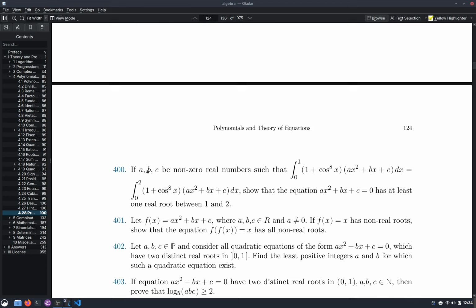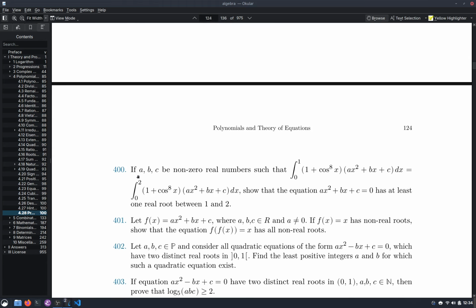Now we come to question 400. This will require calculus, so if you have not studied calculus, you can skip it. Most probably if you are reading algebra for the first time, you will not be able to understand this question. So you may want to revisit this question later on.